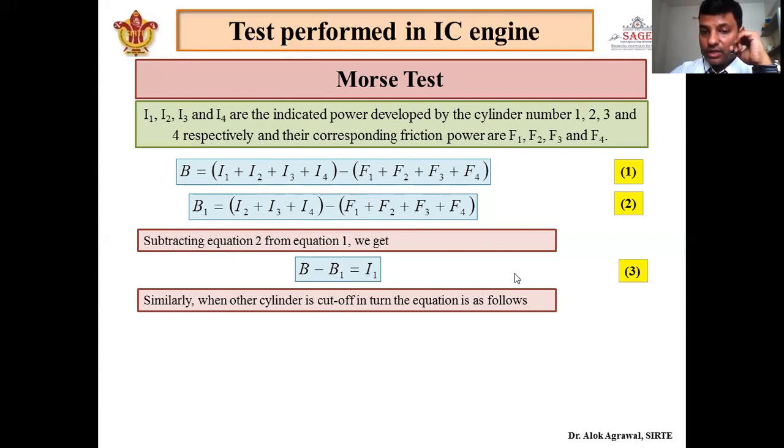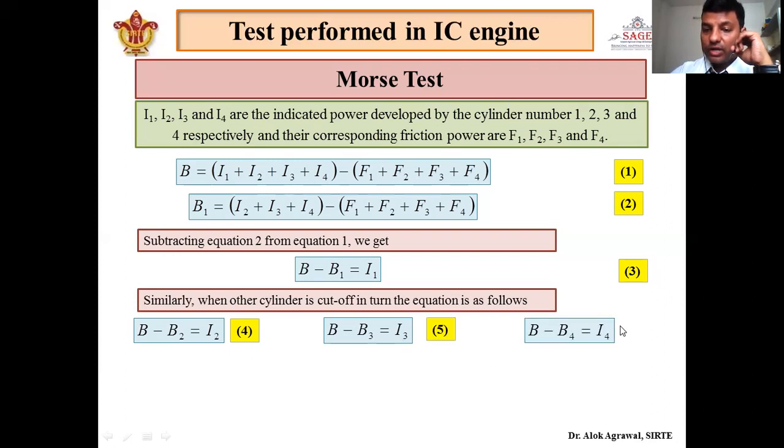So similarly, we have written B minus B1 is equal to I1. Similarly, we can write B minus B2 is equal to I2, give this equation 4. B minus B3 is equal to I3, equation 5. And B minus B4 is equal to I4, equation 6. Okay. So likewise, the way we have written equation 3, we can also write equations 4, 5 and 6 for when cylinder 2 is cut off, 3 is cut off and 4 is cut off.